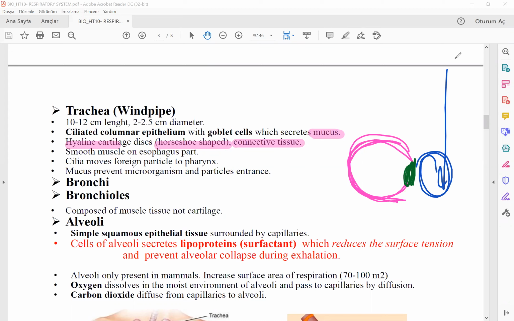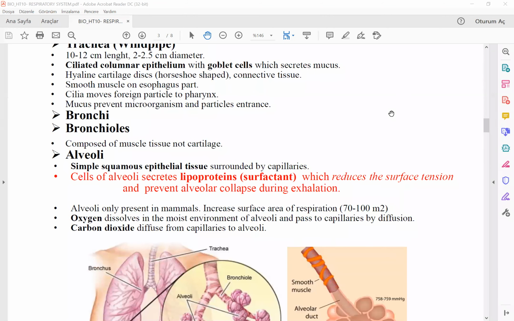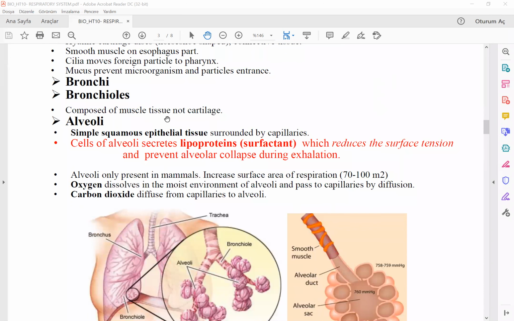And cilia move foreign particles to the pharynx again, and mucus also prevents microorganisms and particles from entering the trachea. Bronchi and bronchioles are the branches of this trachea and are composed of muscle tissue, not cartilage. The bronchioles are made up of muscle, not cartilage, and the bronchioles are inside the lungs.